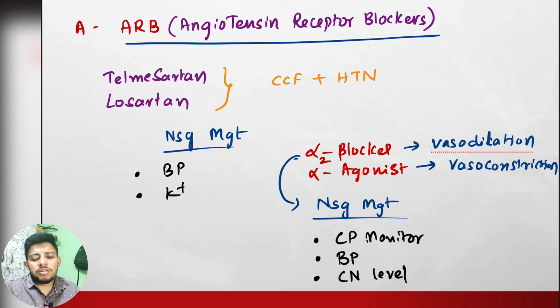So alpha 2 blockers and alpha agonists. See, alpha agonists will still make vasoconstriction. You should not give the alpha agonist, since it will make vasoconstriction, right? So for this hypertensive case you have to give the alpha 2 blockers. So when you give them, that makes vasodilation. Now the thing is, if it vasodilates, there are some side effects, right? So that's the nurse's management: check the BP, check for any cyanide level, and do cardiopulmonary monitoring, okay. So this is about the ARB.